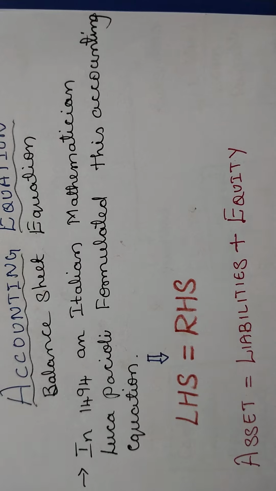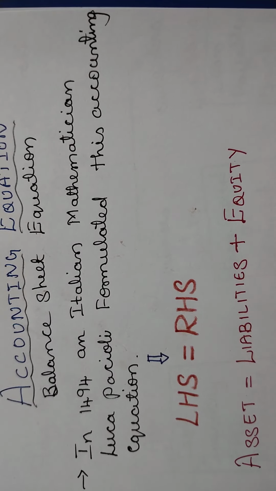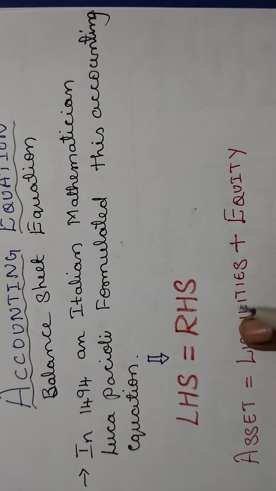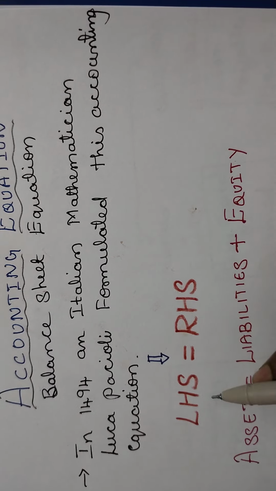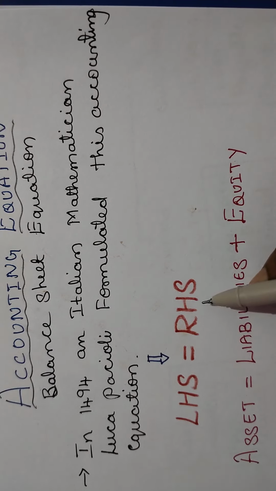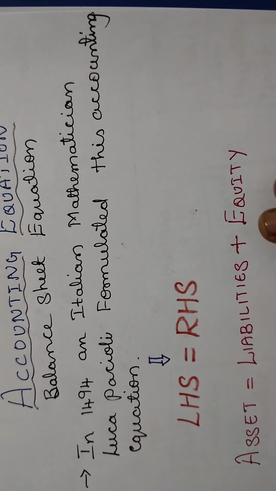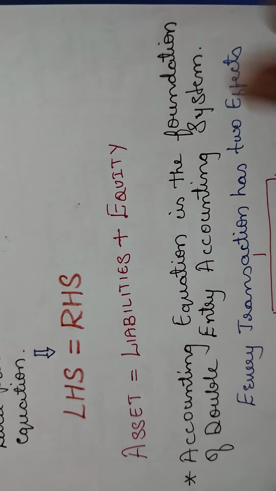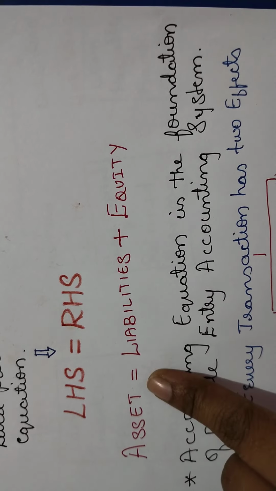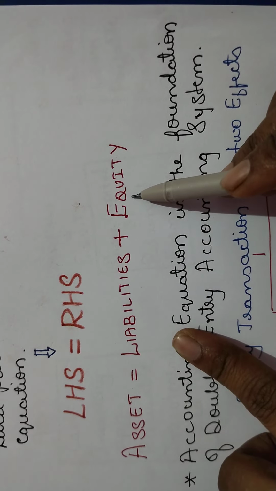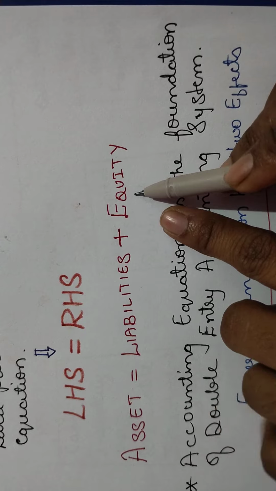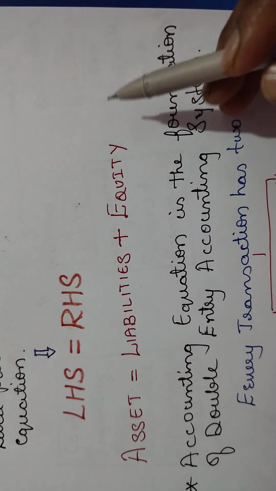You have also seen the two aspects, the debit aspect and the credit aspect. All the debits have an equal credit. So debit is equal to credit, like that your left hand side will be equal to your right hand side. Based on this concept, this equation has been formulated. So here you can see the equation: assets is equal to liabilities plus equity, and equity includes the capital also.